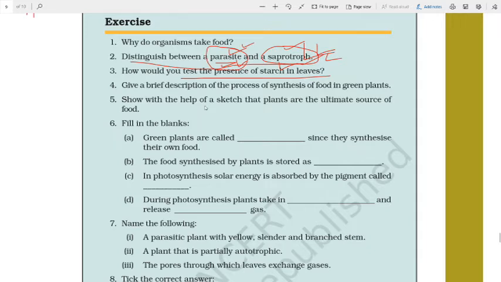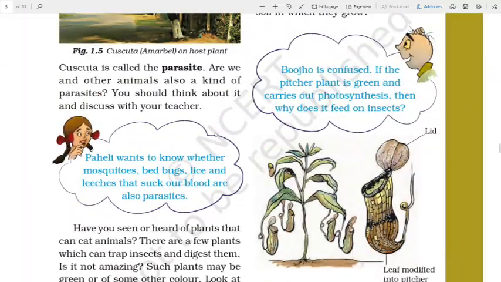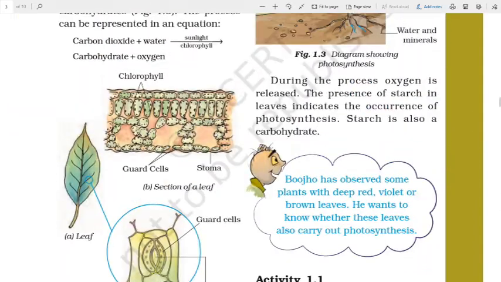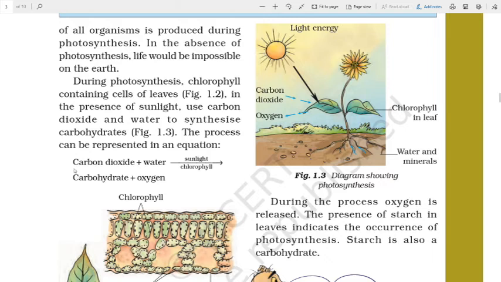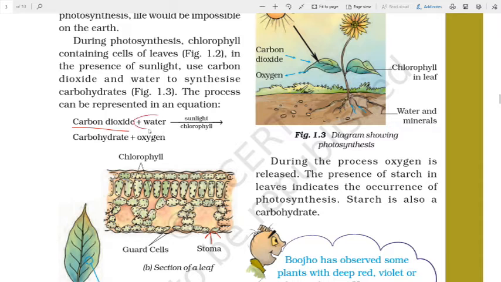Next question is, give a brief description of the process of synthesis of food in green plants. What happens in green plants? Just recapitulate your lesson where we have studied the process of photosynthesis. Here is the process. Green leaves in the tree absorb carbon dioxide through the stomata. Here is the stomata. Then water is taken from the roots, from the soil it goes to the roots, and from the roots it reaches the leaves.